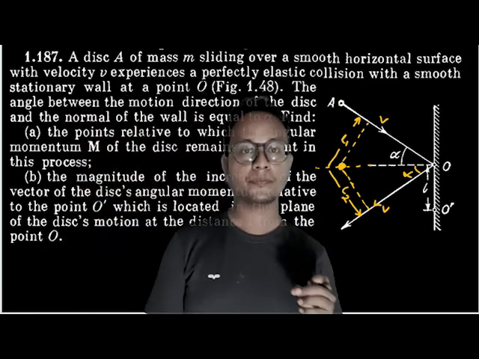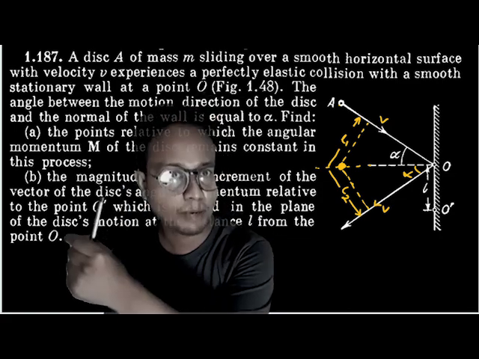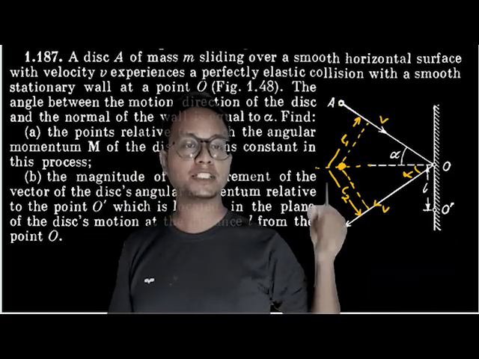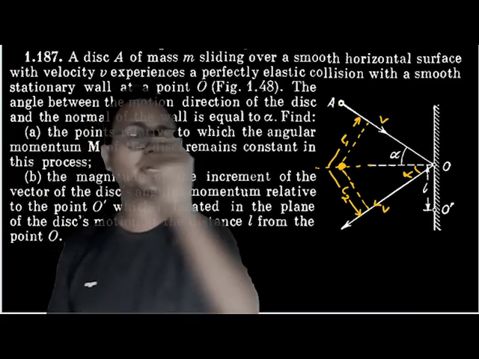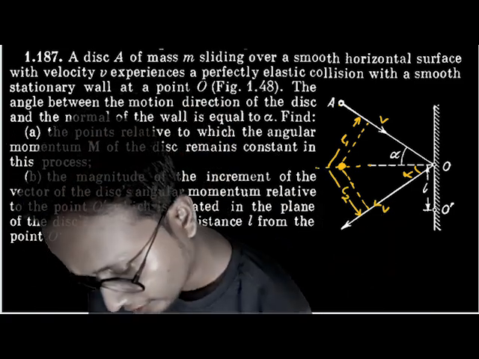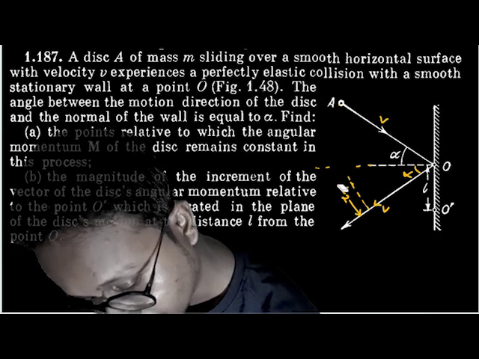Now the second part of the question is asking what is the change in angular momentum about this point O dash. So what is the change in angular momentum? Final angular momentum minus initial angular momentum. So the first part of the question is solved.